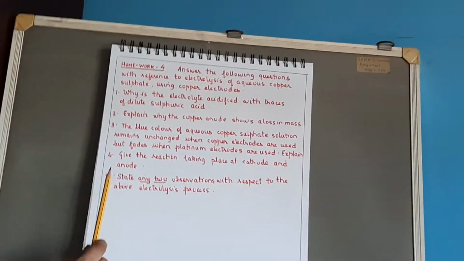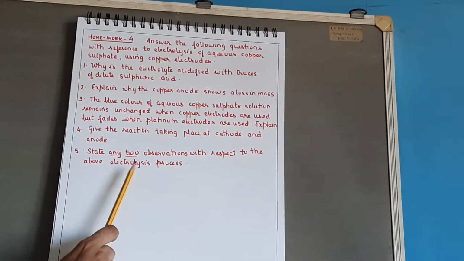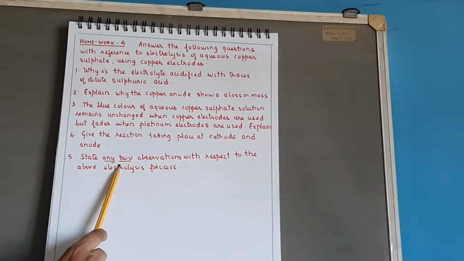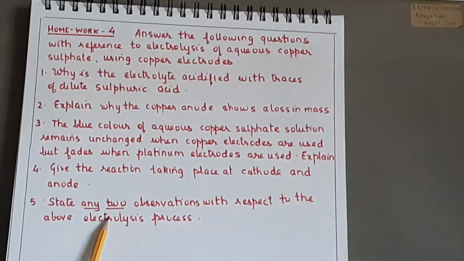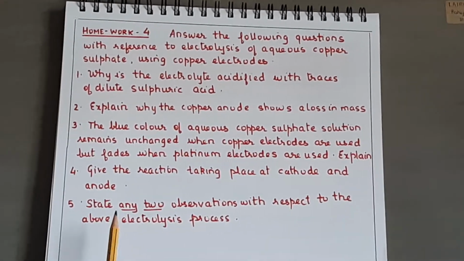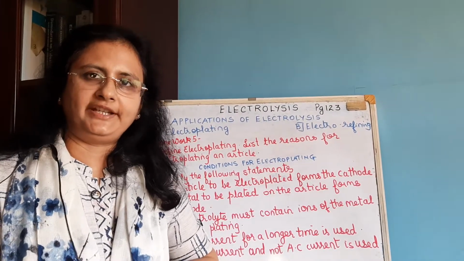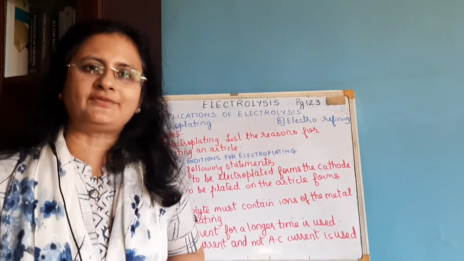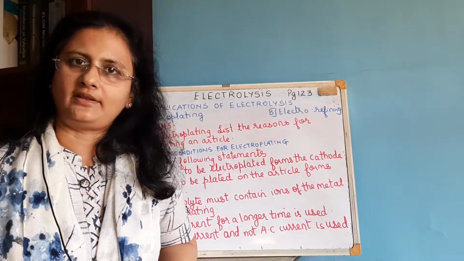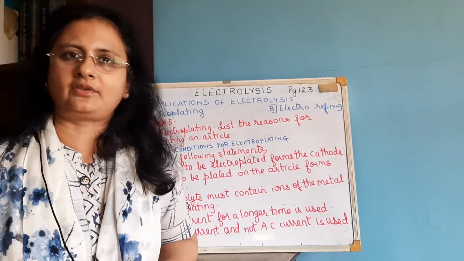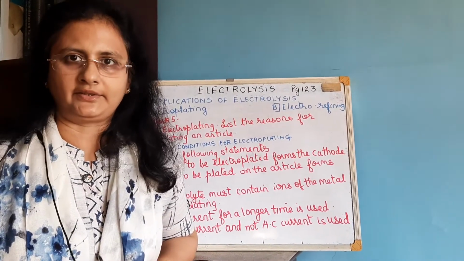We saw the reactions. And state any 2 observations with respect to the above electrolytic process. So what will be your observation? 1. The blue color of copper sulfate solution remains intact, and second, the anode decreases in mass. Okay, is it clear? So now we'll have a look at the next part. Okay, so we have seen a total of 3 different types of examples for electrolysis: electrolysis of molten lead bromide, then electrolysis of acidified water, and electrolysis of aqueous copper sulfate using both active electrodes and inert electrodes, right?